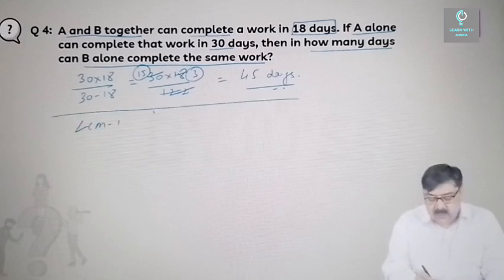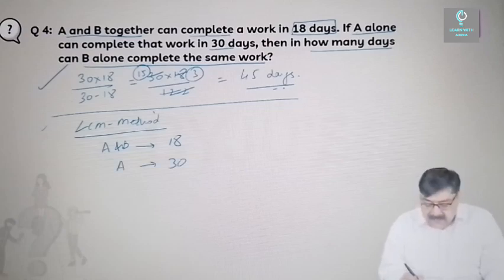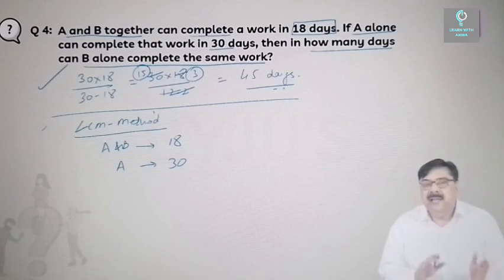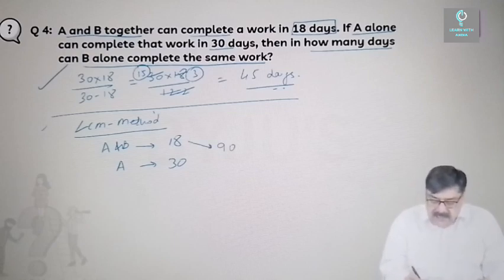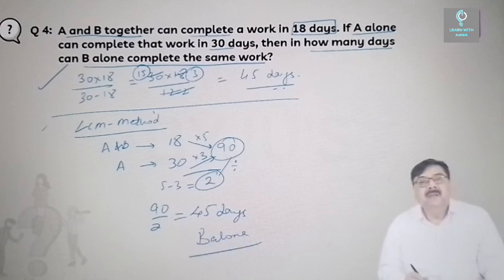Now let us make use of the LCM method. So let's have a look here. A and B together can complete the work in 18 days, out of which A alone can complete the work in 30 days. 30 is a greater number. So 30 not divisible by 18, into 2, 60 not divisible by 18, into 3, 90, yes, is divisible by 18. So 18 into 5, this is into 3, 5 minus 3 is 2, 90 when divided by 2 shall give us 45 days as the working efficiency of B. So B alone can complete this work in 45 days.